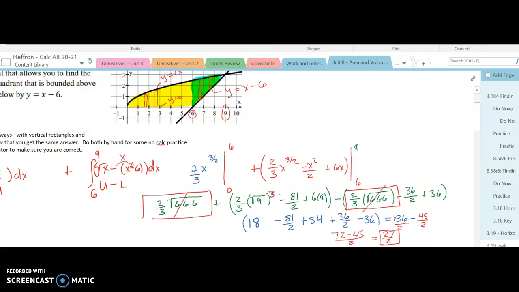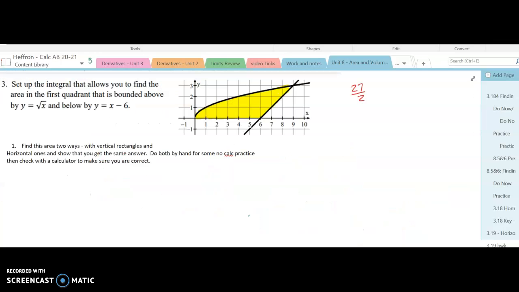Now we're going to turn around and do it horizontally. So as we think about horizontal rectangles, we're only going to have one, because it doesn't matter where we draw these rectangles. We're always going to go from an x-coordinate on the right over here to an x-coordinate on the left. Now keep in mind this upper curve is y equals square root of x, and that's really my left x, and this is y equals x on the right minus 6.